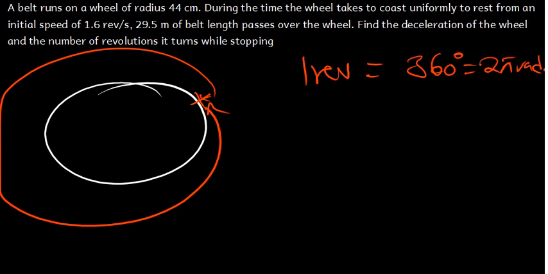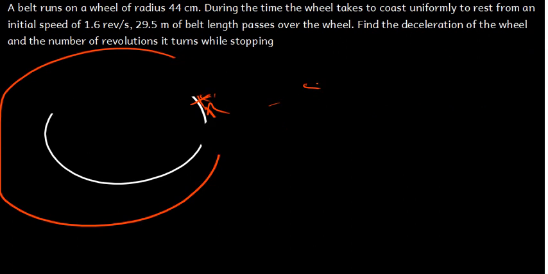Okay, so when you want to convert from revolution to rad, you are going to be using: in 2π rad there is one revolution. That is very important. We need to know that. Now let's read our question.